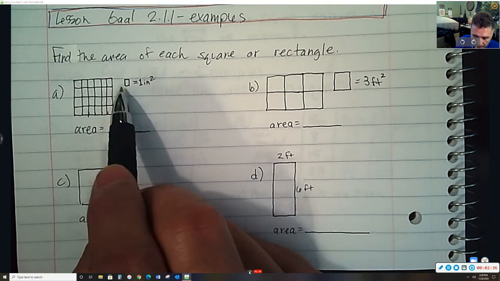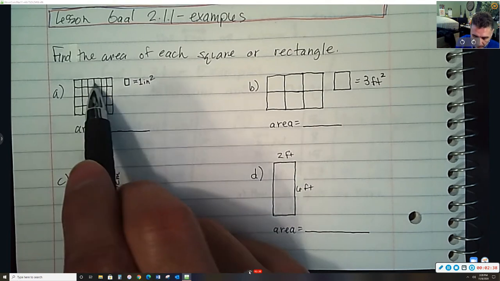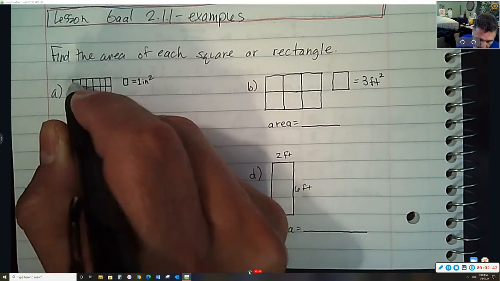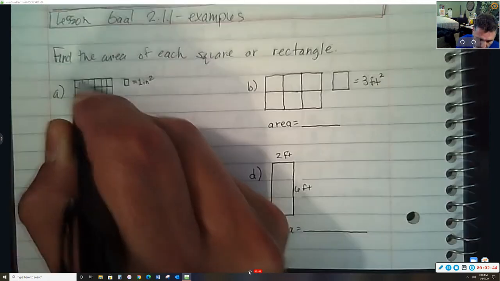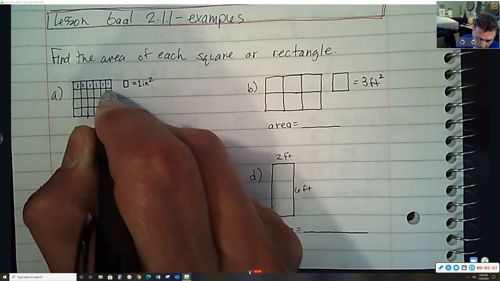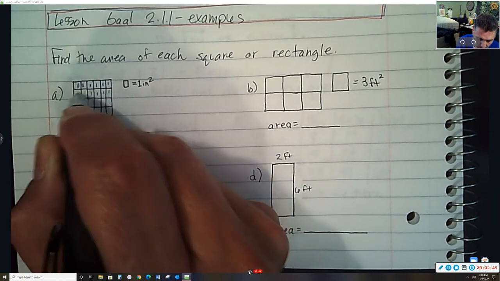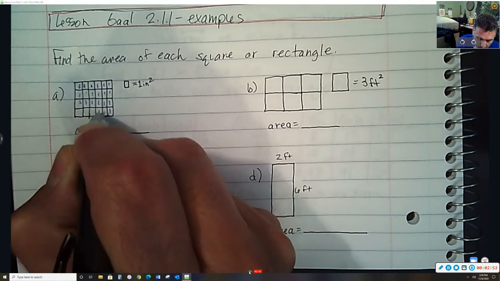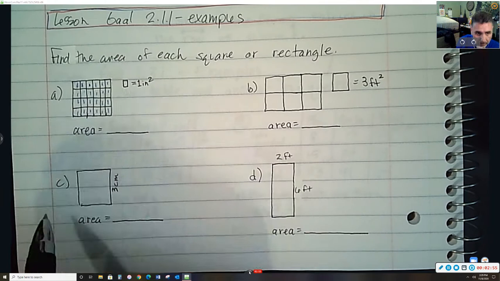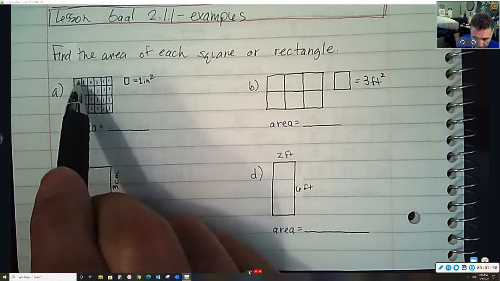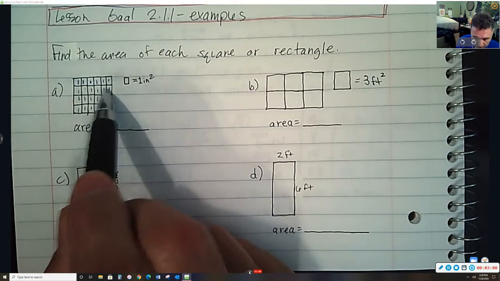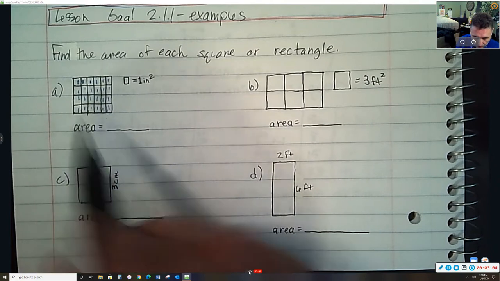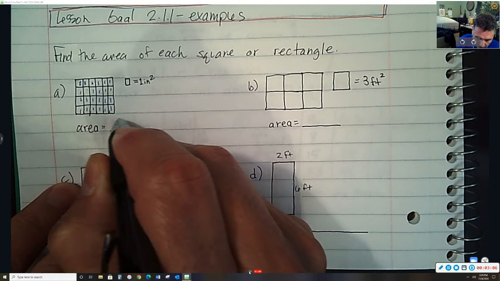But anyway, this key right here tells us that every little block is 1 inch squared. So imagine if you put a 1 in all these. The area is simply just what you get when you count these up. Okay, so when you count them up, you go 1, 2, 3, 4, 5, 6, 7, 8, 9, 10, 11, 12. There's 24 little blocks in there.